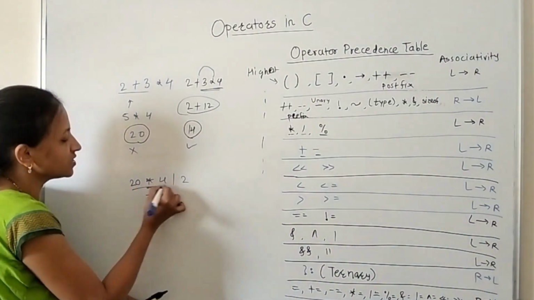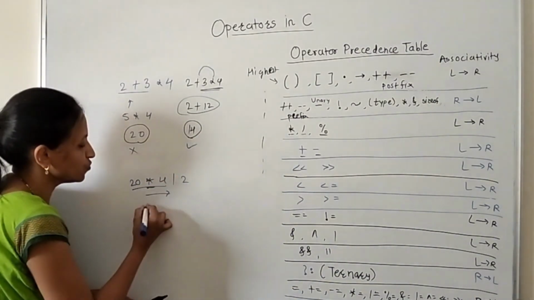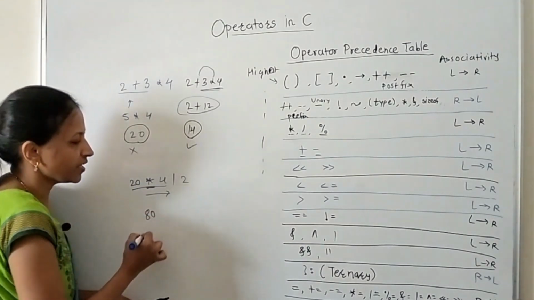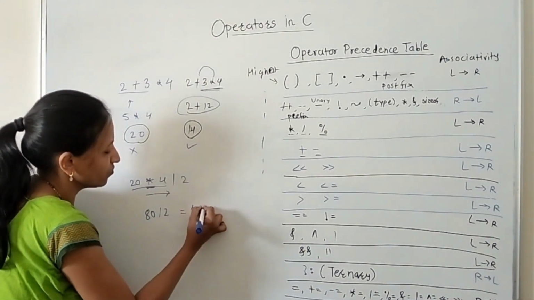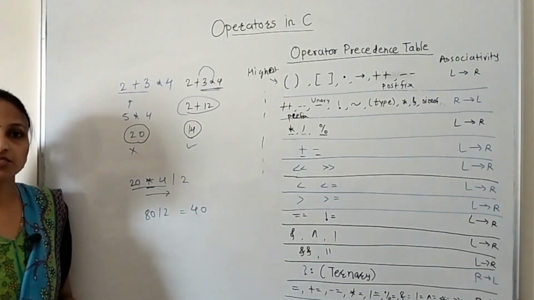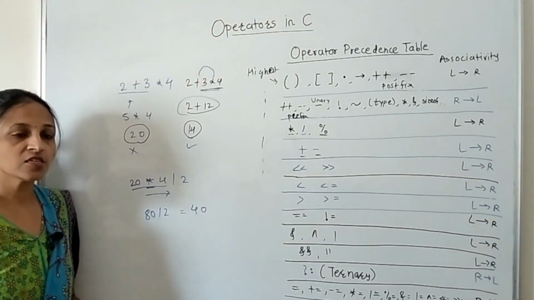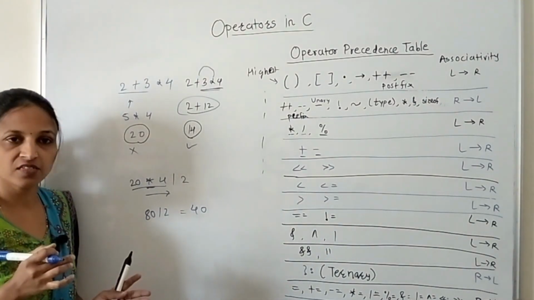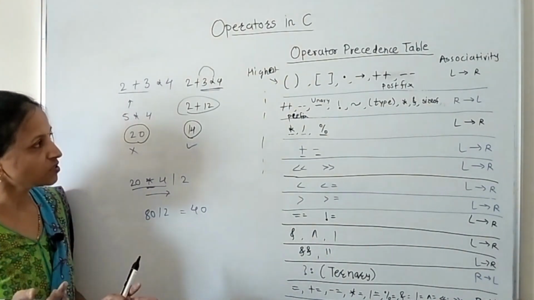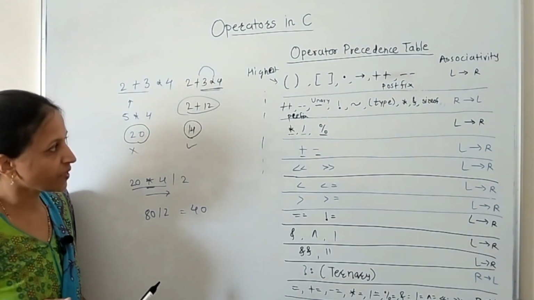That's why first we get 20 into 4, which is 80, and then divided by 2, the answer will be 40. This is nothing but precedence and associativity of operators. Okay, now see one more example I am going to explain here.